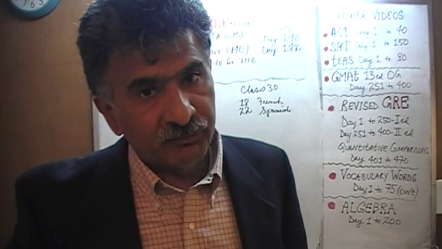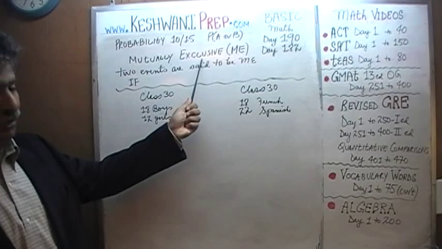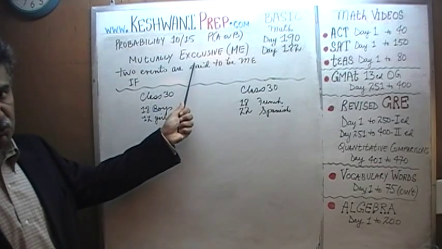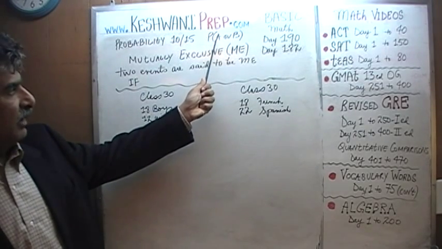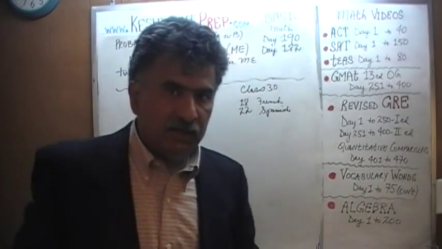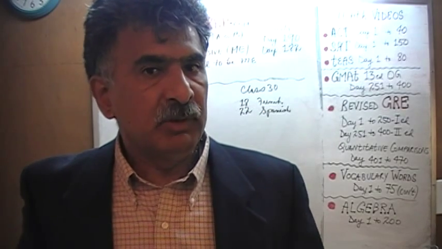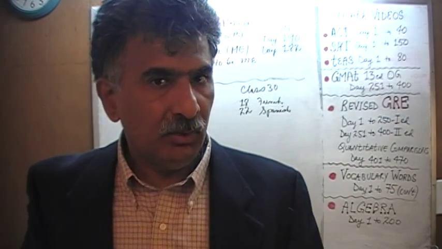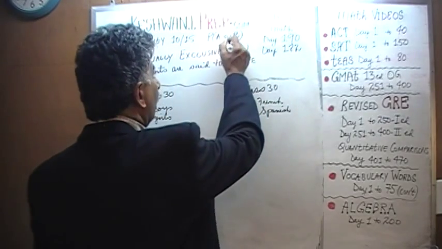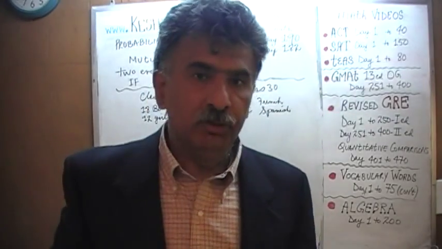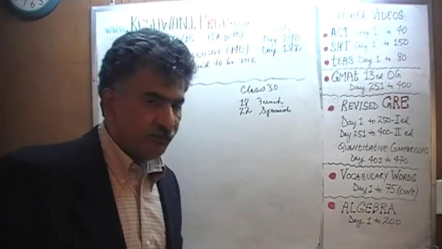Let's take a look at a couple of examples, and that will help us understand what it means when we say events are mutually exclusive. This notion of two events being mutually exclusive comes into play when we are asked to calculate the probability of either event A or B. When we are asked what are the odds that either event A or B will happen, in order for us to answer that question, we have to first understand whether or not the two events are mutually exclusive. Let's take a look at a couple of examples.